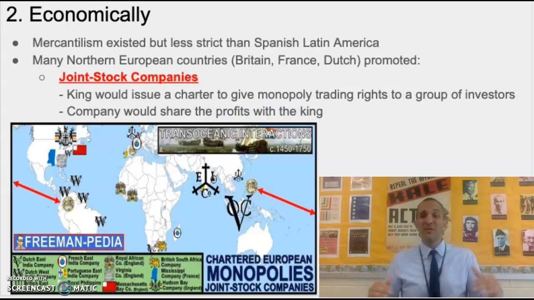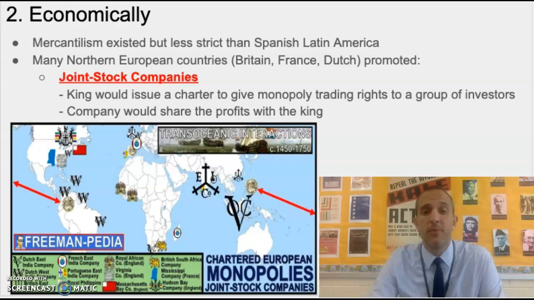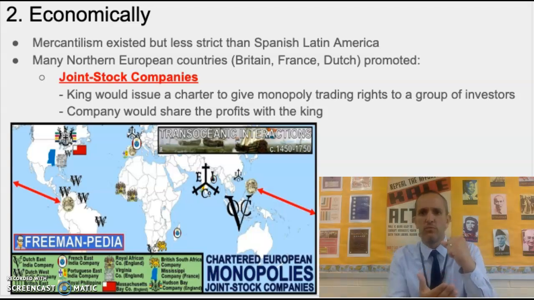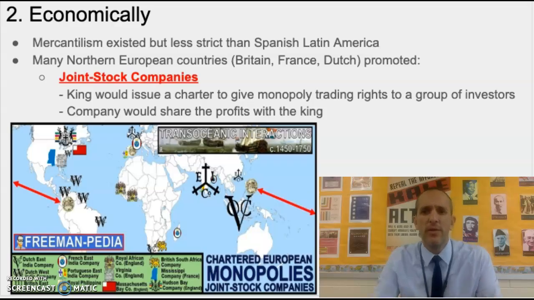Economically, there is going to be mercantilism in North America. The mercantilism is a little less strict than in Spanish Latin America. In Spanish Latin America, one of the themes is much more direct, strict rule. There is mercantilism in North America and the Caribbean, but they're not really overseeing it as much. It's just not as profitable an area, especially in modern day United States. The Caribbean, a little more so, a little more direct control than we see in North America because it's so profitable for cash crops: sugar, cotton, tobacco.